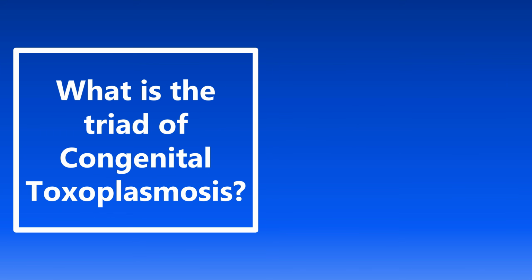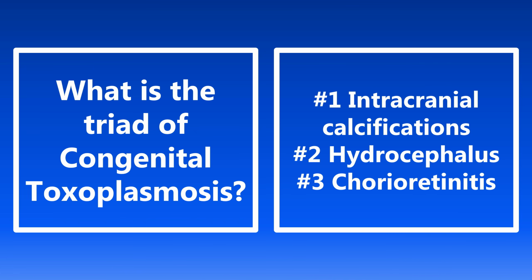What is the triad of congenital toxoplasmosis? Some of the information that we see on Step 3 draws from information on Step 1, Step 2 CK, so you may remember this from back in the day. The triad for congenital toxoplasmosis is going to be intracranial calcifications, hydrocephalus, and chorioretinitis.